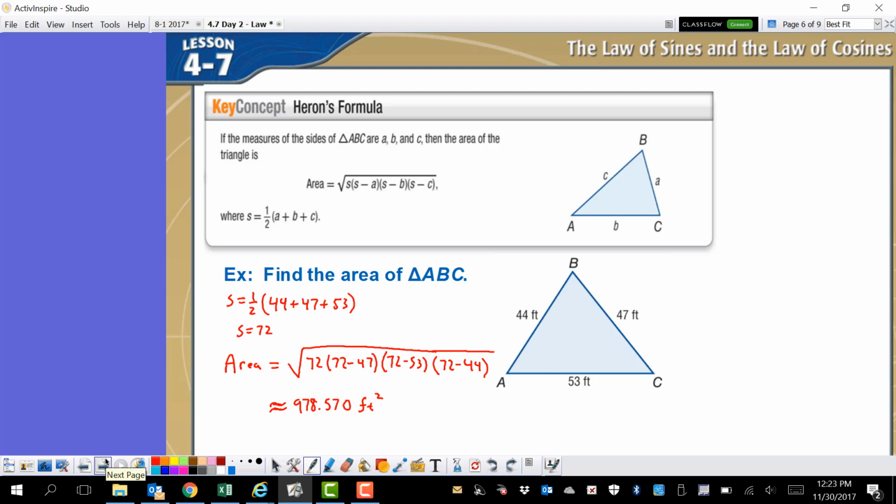And this is just another way to find the area of a triangle when you're given all three sides of that triangle. So you definitely want to write this down in your notes, and you're going to want to memorize this, okay, both parts of this, before your quiz.